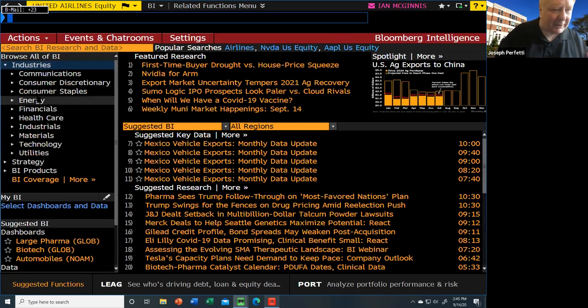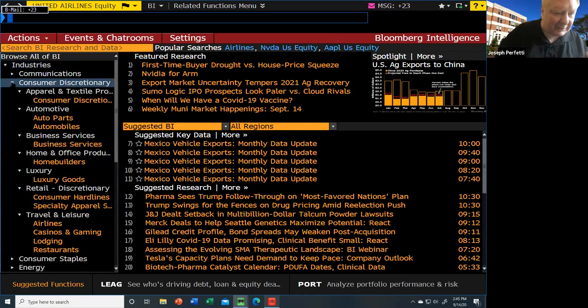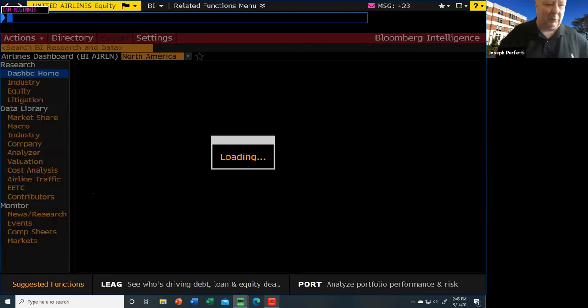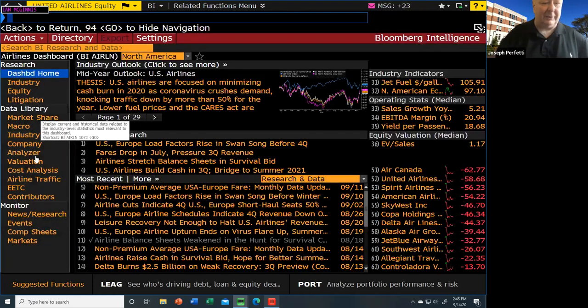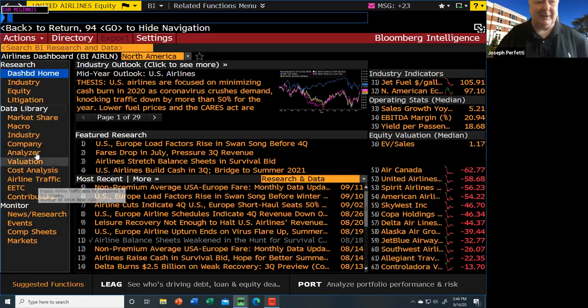I can figure out where they are. But the point is you can go to the airline industry dashboard. And on the industry dashboard, they have all sorts of data over here on the left about what's going on in the industry, from traffic data to just industry summaries, to market shares, to cost, etc. So again, just tools within Bloomberg.